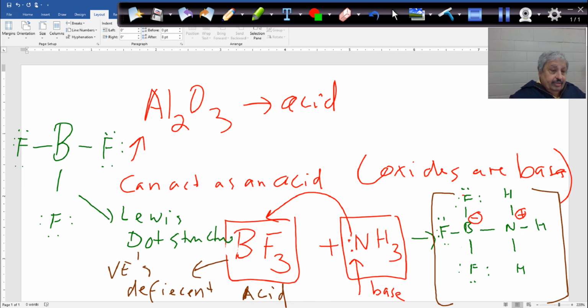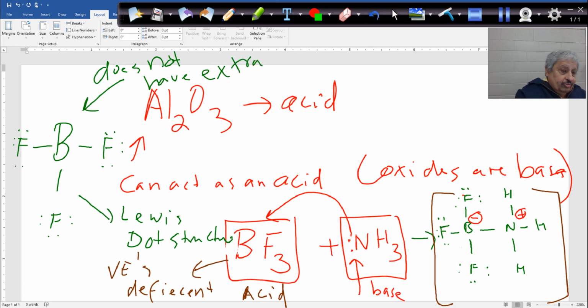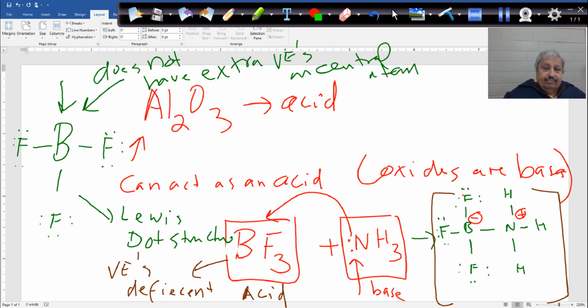It does not have extra or surplus electrons at the central atom. We are always looking at the central atom for extra VEs. If there are none, then this central atom is electron deficient, and by the definition of Lewis, this molecule will act as an acid.